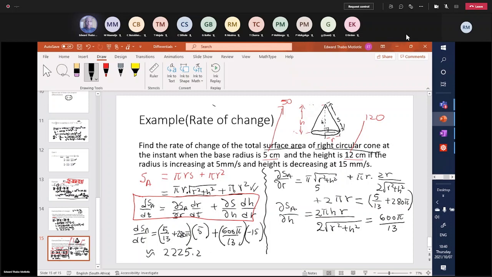Now my solution is approximately equal to 225.2. Now what is the unit we're looking for? This is millimeter squared per second. That's the formula for the rate. So that's my solution: 225.2 millimeters squared per second. So this is the rate of change. So this is where my class ends.